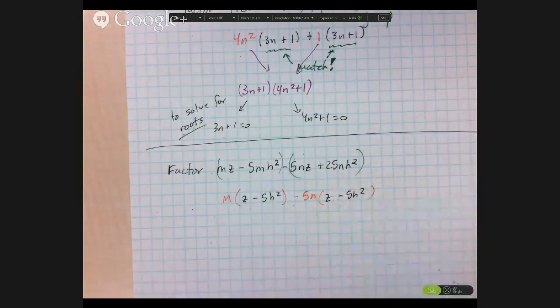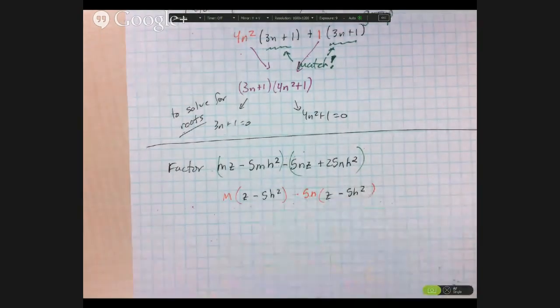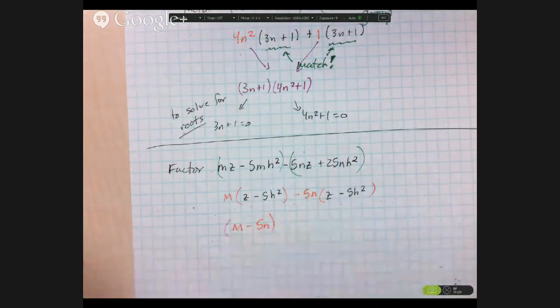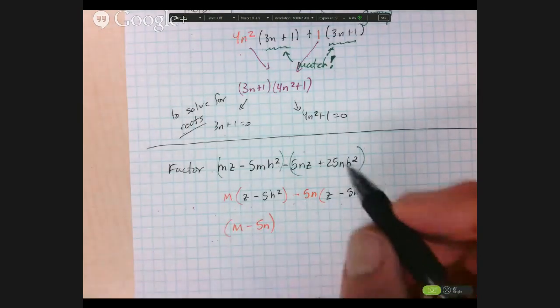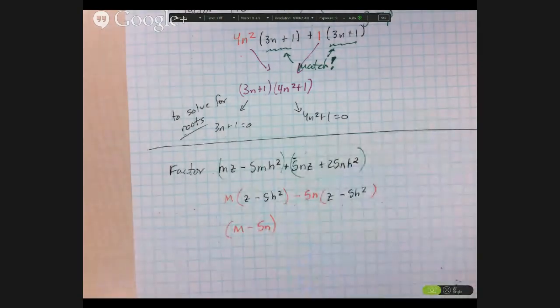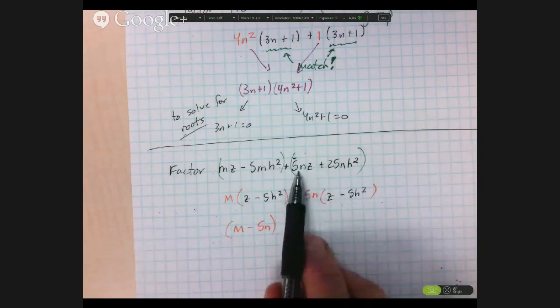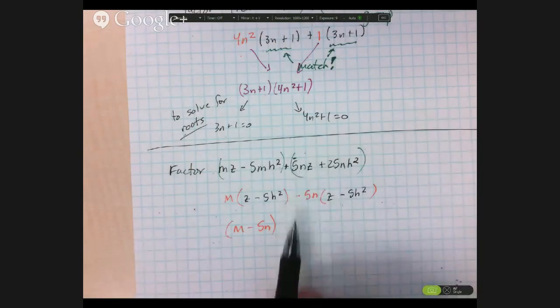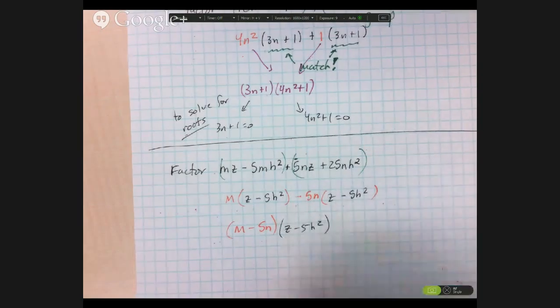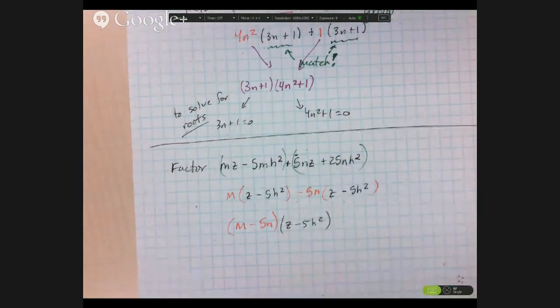You're trying to get them to match. Because there's already a negative, think of it like adding a negative there. So if I took the negative 5n out, it's going to end up a negative here. Good pointing that out. And there's your factored equation.